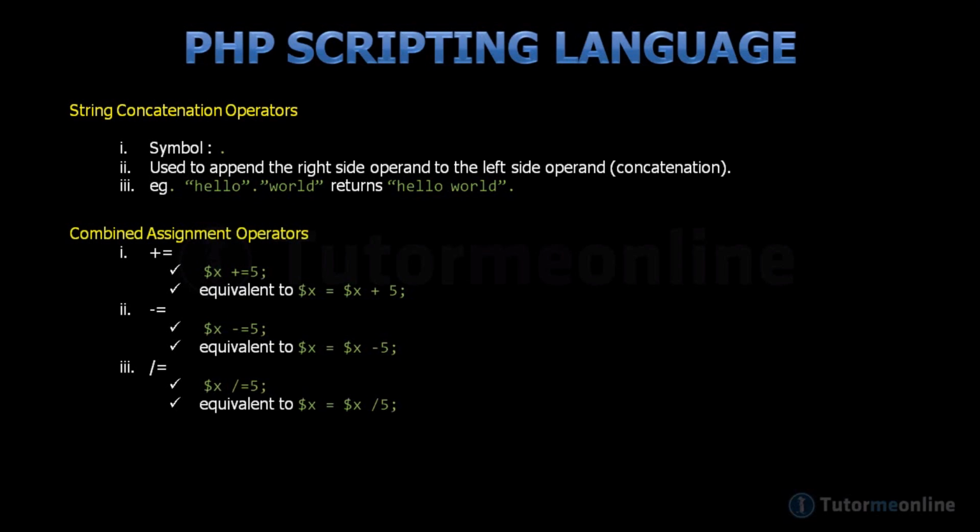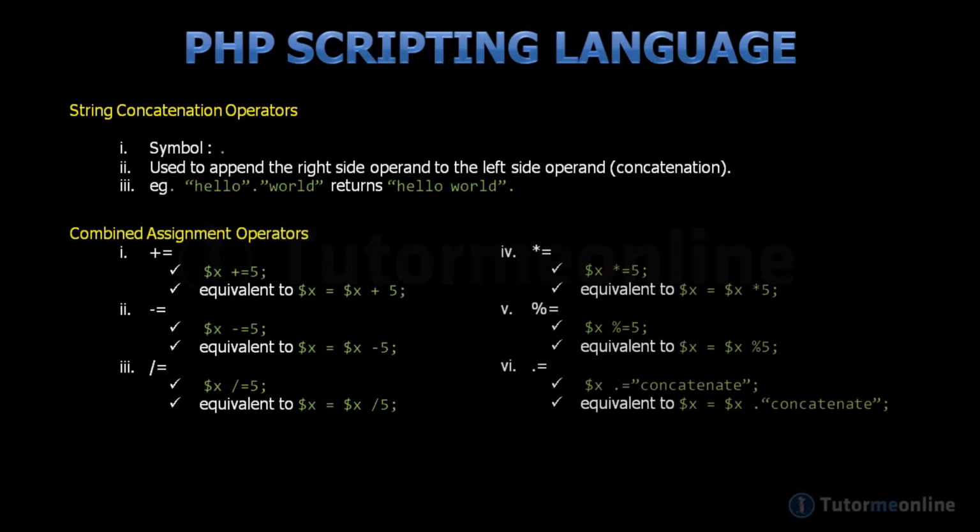Then we have the combined assignment operators, which is basically shorthand. So in other words, the plus equals assignment operator would be equivalent to the variable plus a number plus itself. Then we have minus equals, divide equals, multiply equals, modulus equals, and then the concatenator equals. So these are basically shorthand for what we've just had a look at.